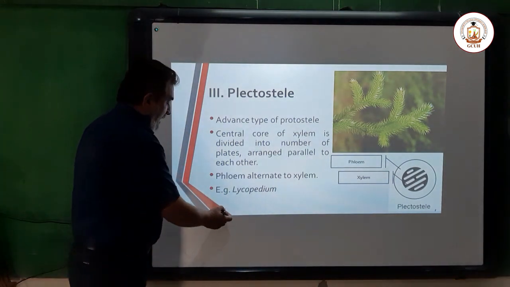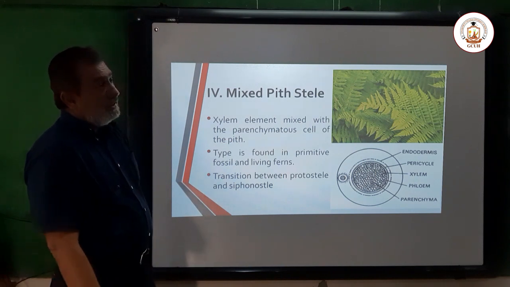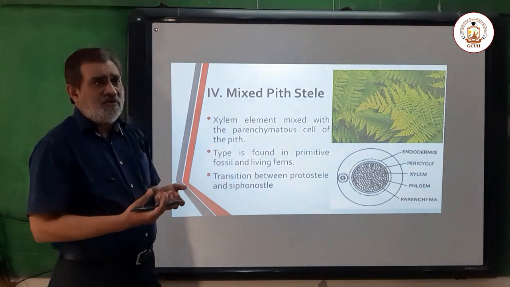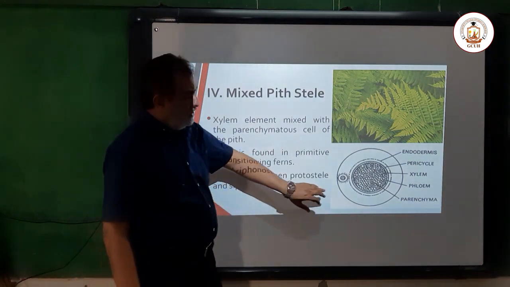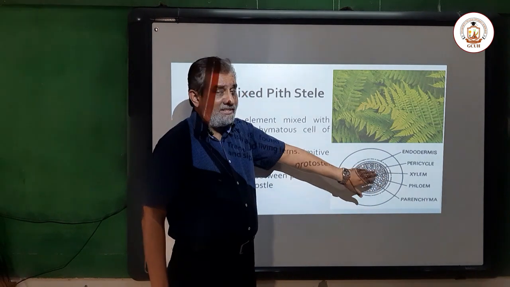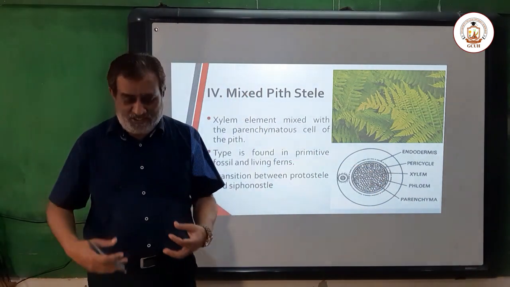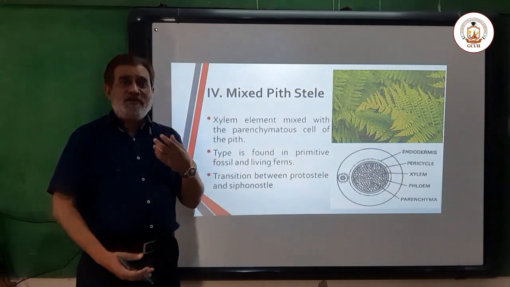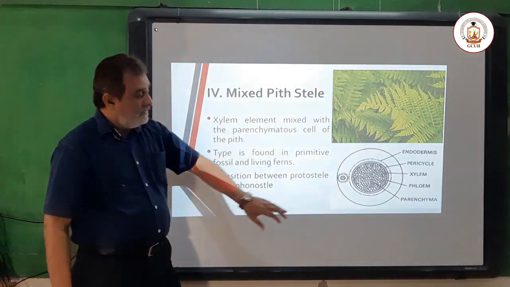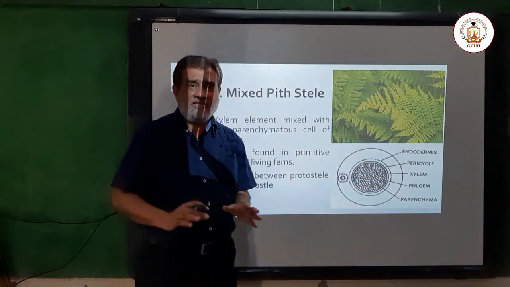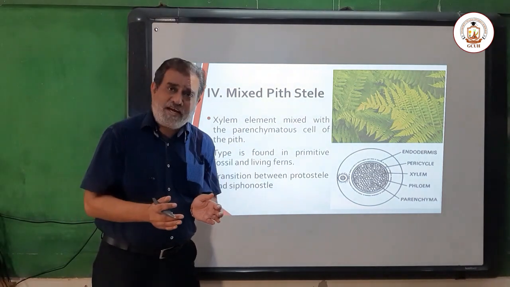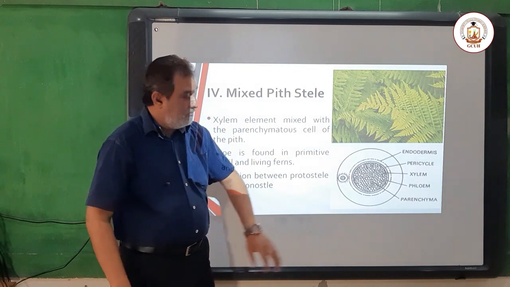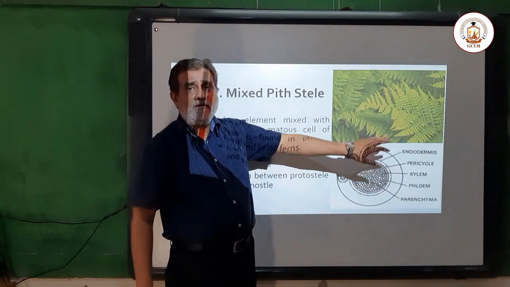Then after that, mixed pith. Here another type of stele starts, which is the mixed pith stele, because parenchymatous tissues are going to arise in the central core. It means it is the preparation, it is going to be modified, and the pith originates from here. But it is scattered, so you cannot see the parenchymatous tissues gathered in the center to form a pith. It is still absent, but the origin of the parenchymatous tissues is also here.